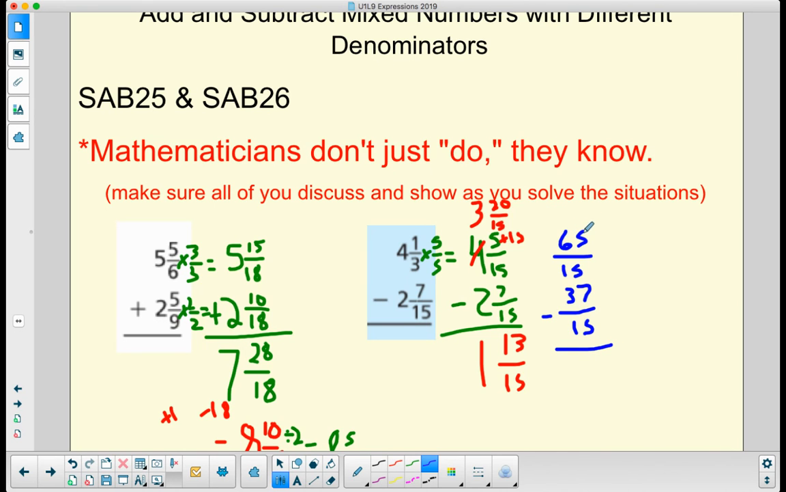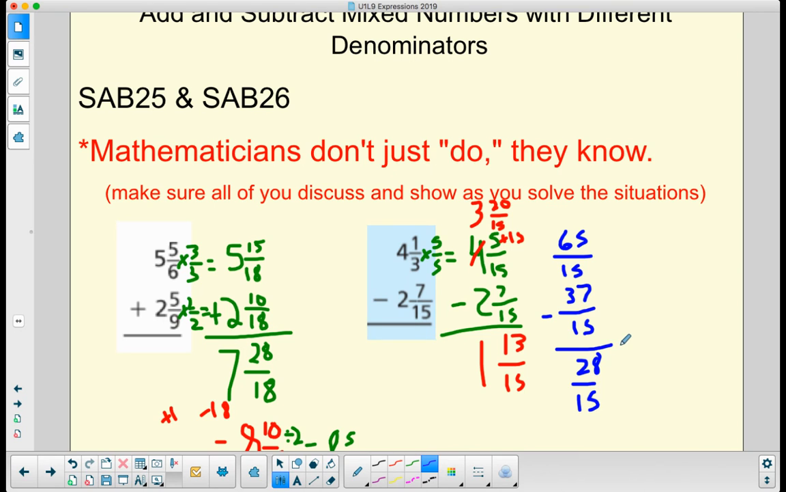But the problem is this. Now, after I subtract, I have bigger numbers to subtract. 65 subtract 37. Well, 65 subtract 30 is 35. Subtract 5 of the 7 would be 30. Subtract 2 more would be 28 15ths. But now I need to turn it back into a mixed number.